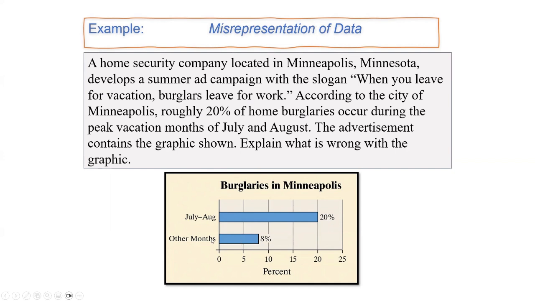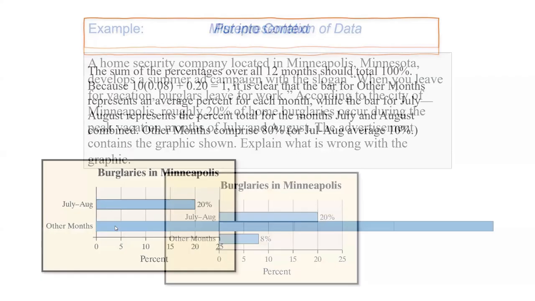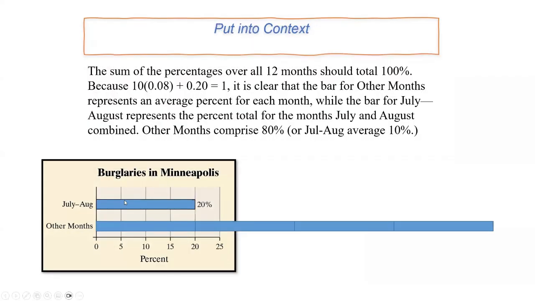So what they're doing apparently is averaging the other months and saying that all the other months on average have 8%. So this is a single month representation for an average of all the other months, whereas this is the total percentage that happened in July through August. So it's not at all accurate. If we did something in this type of format, this other months bar would extend all the way over here because it represents 80% of the total burglaries.